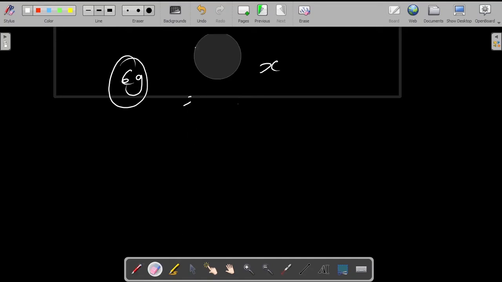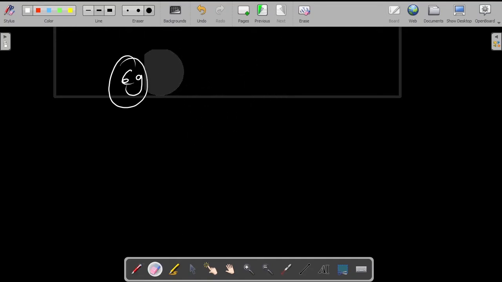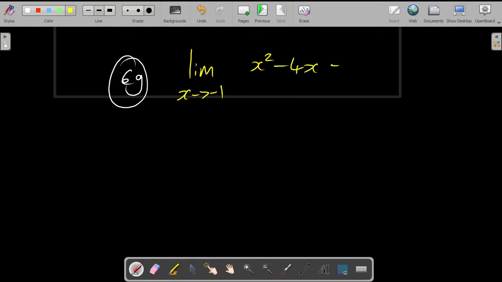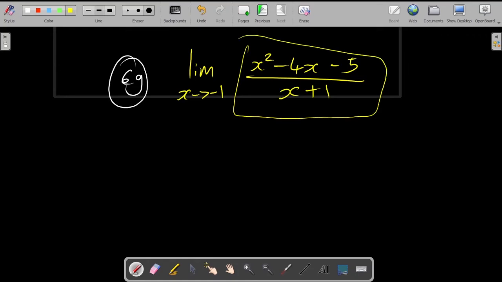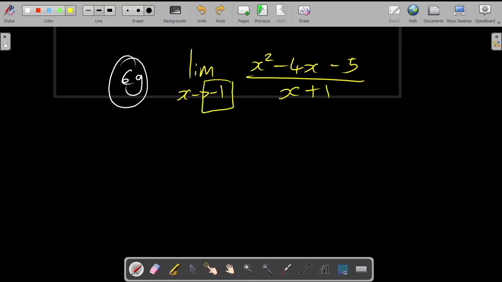This is -1, so let me just write this using a different color, just so it's a bit more visible. This is -1. X, that's x squared. My handwriting is kind of funny, but okay. So that's what we have over there. And yeah, so now we want to find the limit of this expression as x approaches -1.